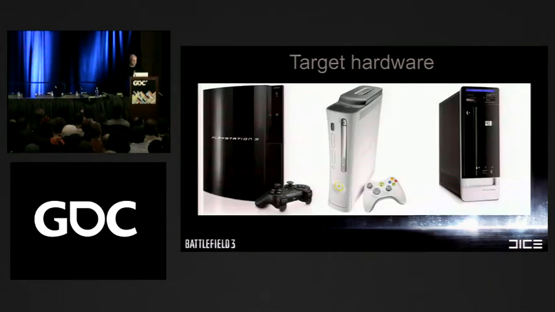Then, of course, it's really important to know which target hardware we are targeting. In our case, it's PS3, 360, and PC. And in our case, PC is always multi-core, at least dual core, but I would say in most cases we have quad core and above. And knowing which hardware you are targeting is really, really important when designing a new system that is heavy like this.